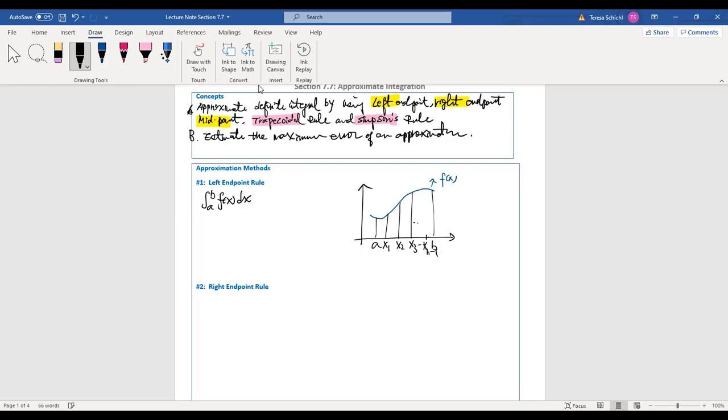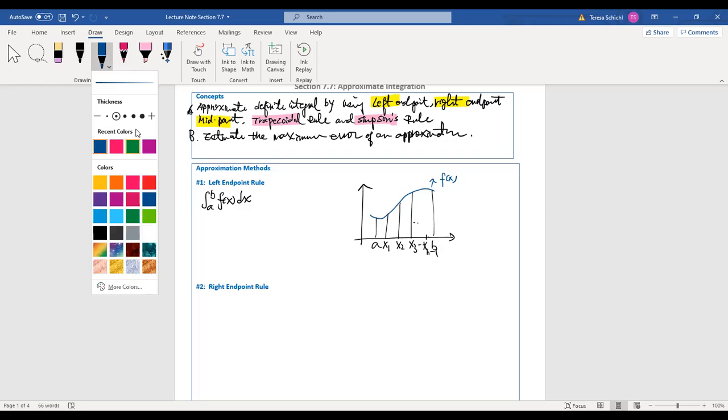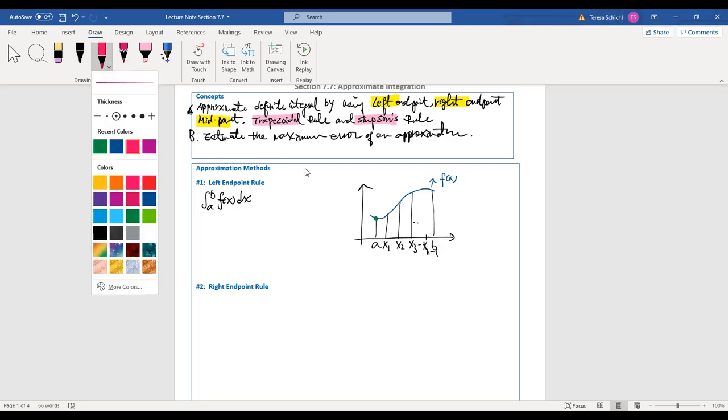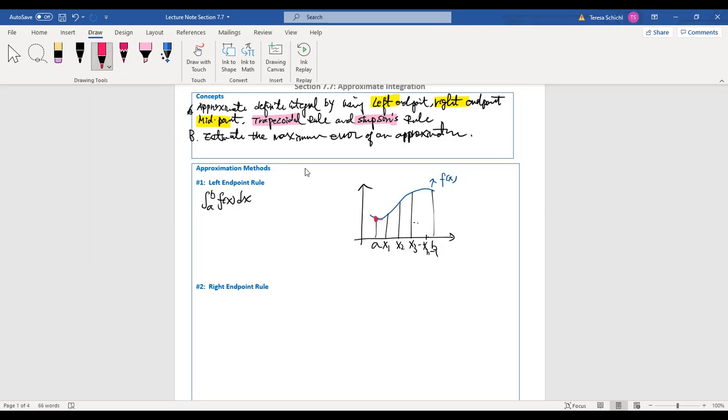So then what is the left endpoint? That means I'm using the left end of each rectangle. Here, this is my left end. Let me use a different color. So from the left end, you find a rectangle. Then here, this is the left end, you find a rectangle. This is what we learned when we first introduced the Riemann sum concept. So it's the same thing; I use the left end.